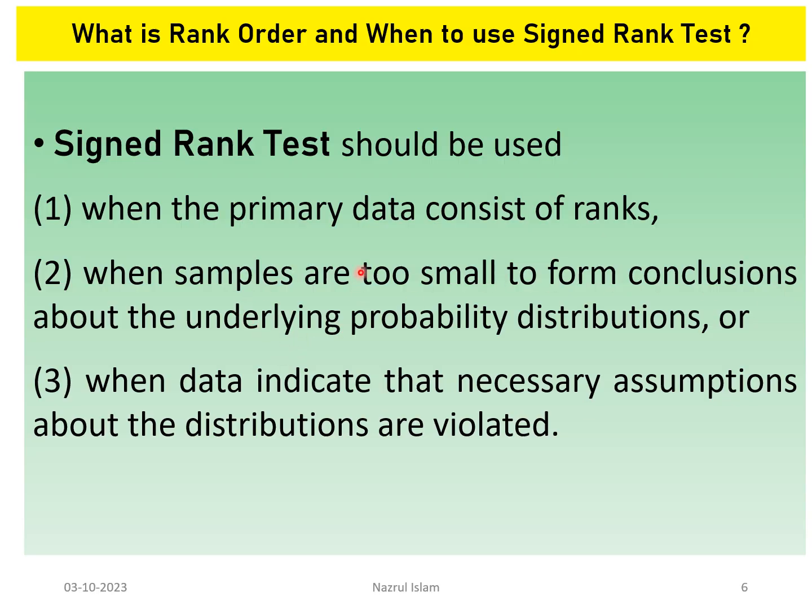This is the condition when we have to use the signed rank test. The signed rank test should be used, number one, when the primary data consist of ranks; number two, when samples are too small to form conclusions about the underlying probability distributions; and number three, when data indicate that necessary assumptions about distributions are violated.